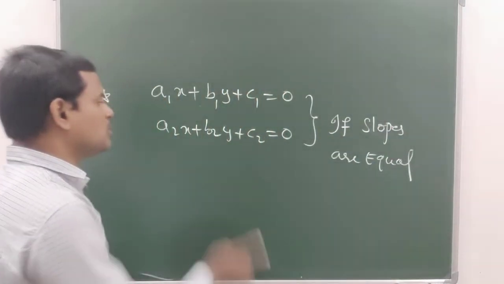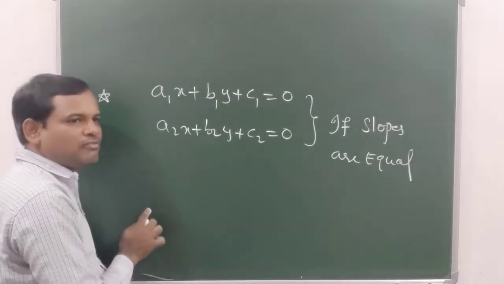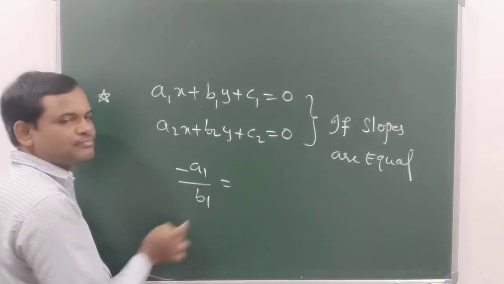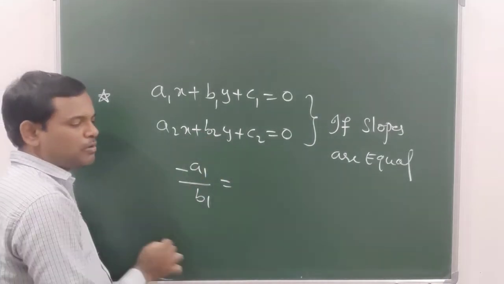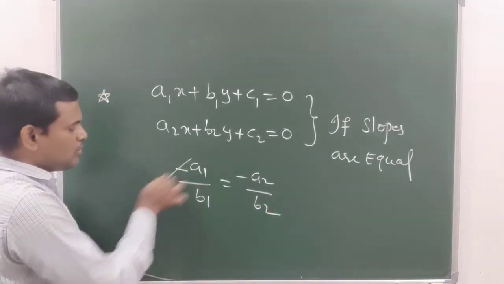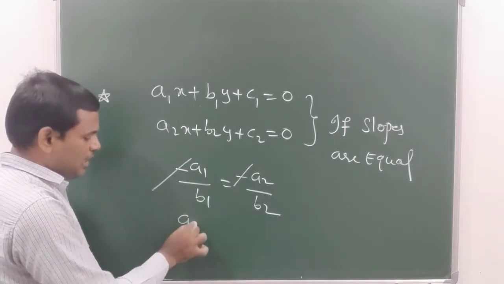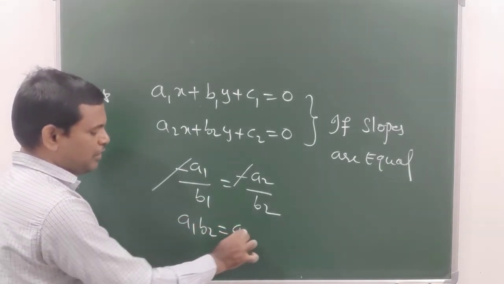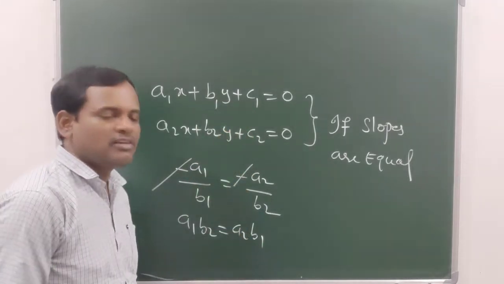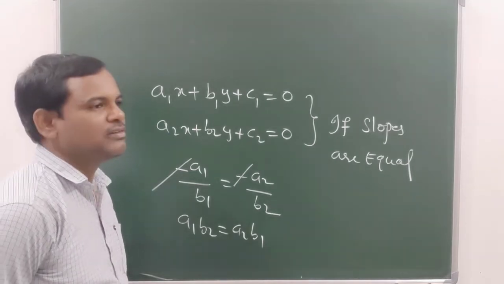okay, so now equate their slopes. What is the slope of this first line? Minus a1 by b1. So what is the slope of this line? Minus a2 by b2. See, a1 b2 is equal to a2 b1 we will get. Whenever their slopes are equal, then we get this condition a1 b2 is equal to a2 b1.